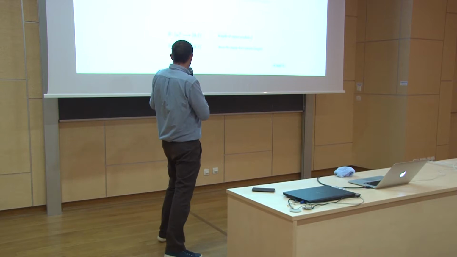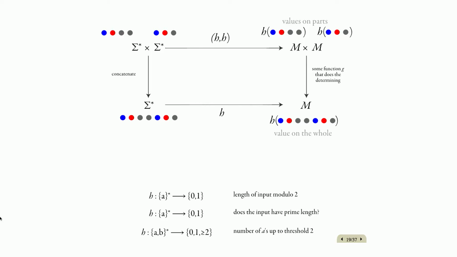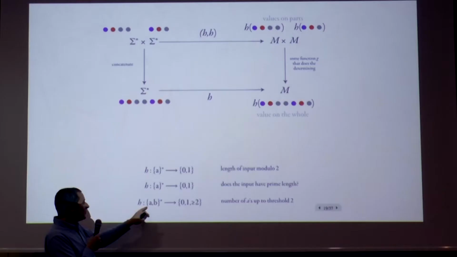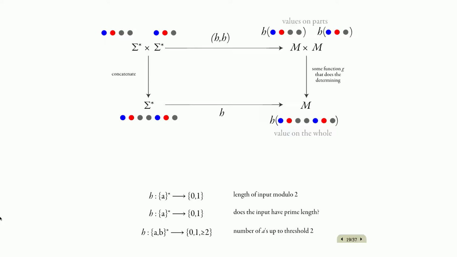So that's not a compositional function, and if it were, then the set of primes would be a regular language, which it's not, but so that's a non-example. What about this function? I input a word over the alphabet AB, and I have three possible values, 0, 1, and a lot. And the value of the function is, how many A's do I have, 0, 1, or a lot?